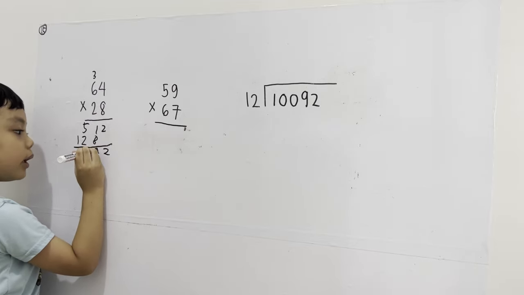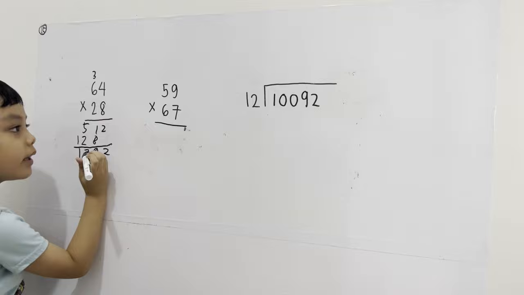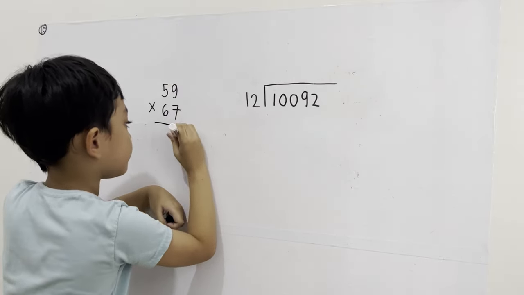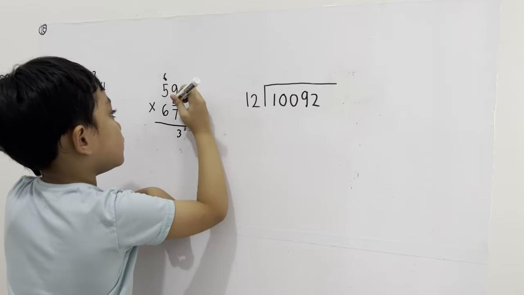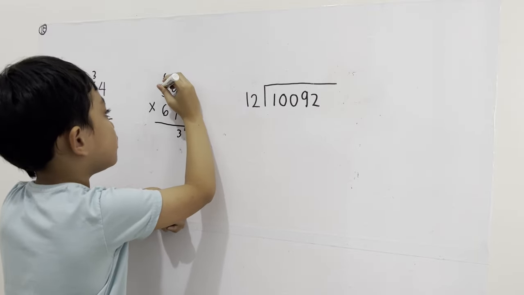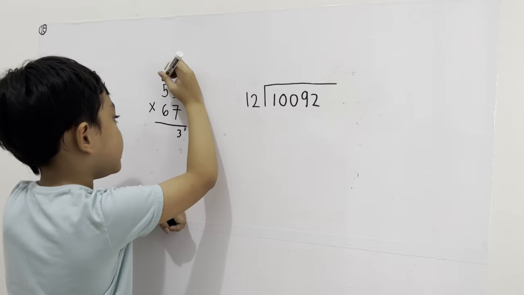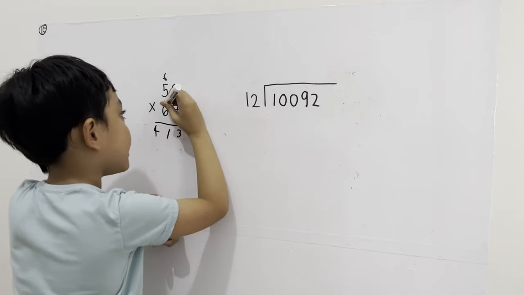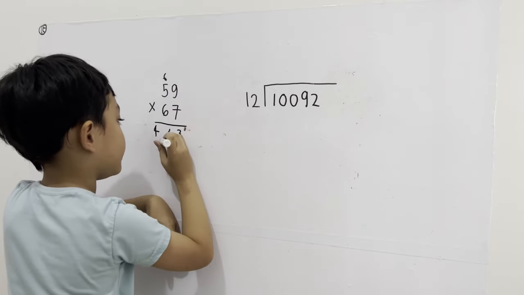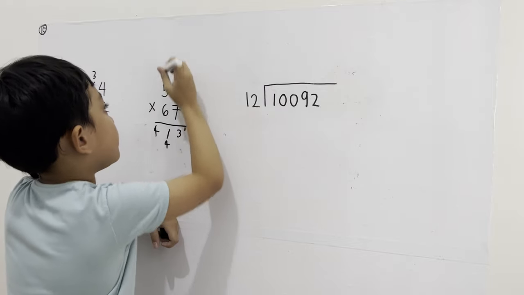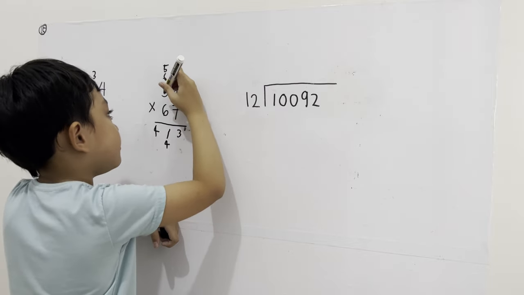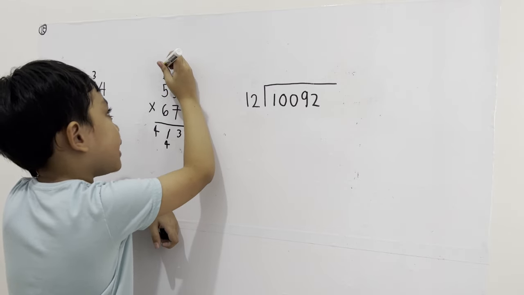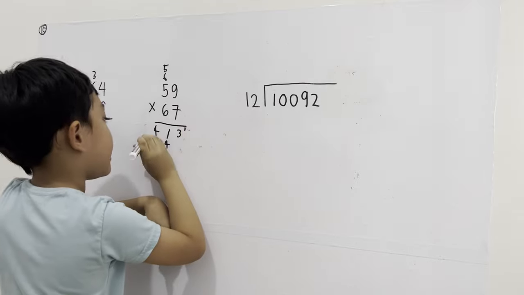9, 7, 1. 7 times 9 is 63. 7 times 5 is 35 plus 6 is 41. 6 times 9 is 54. 6 times 5 is 30 plus 5 is 35.